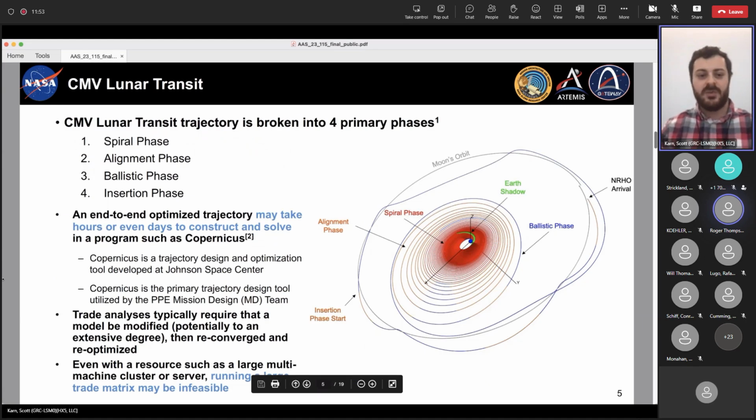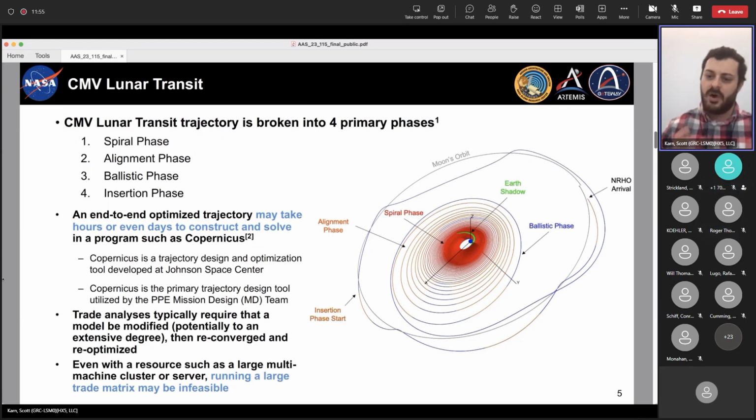The transit by which CMV will go from launch vehicle out to the moon, we just call the lunar transit trajectory, but it takes advantage of the solar electric propulsion system on board PPE to push this relatively large spacecraft all the way out. I'll go into a little bit of detail about how we've designed and constructed the trajectory.